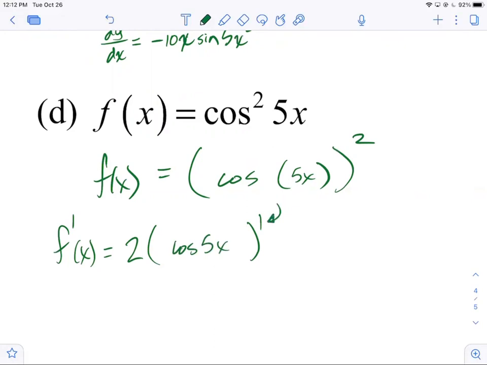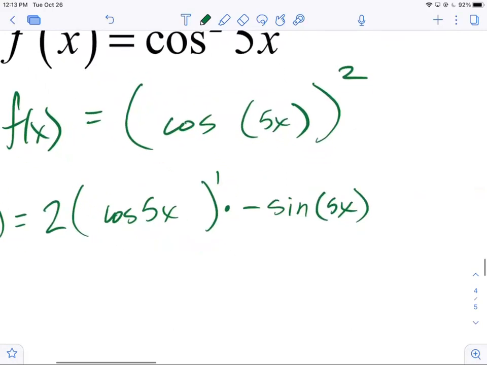Do we need the 1 right there as an exponent? No. Will I always put it? Yeah, I do. Because again, when I come back and I see the 1 there, I know that it's there on purpose. Whereas if it's not there and it's supposed to be something different than a 1, you're not going to catch it, right? Because it could be an oversight. So to the first power, and then times the derivative of cosine, which is negative sine of 5x.